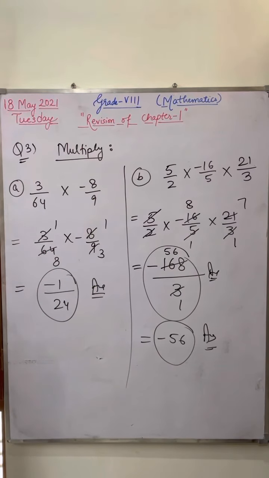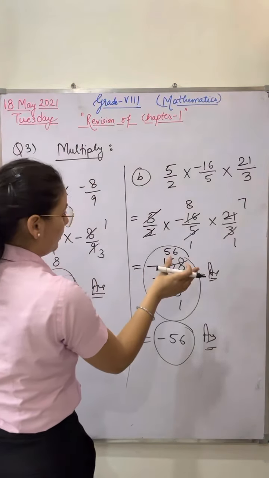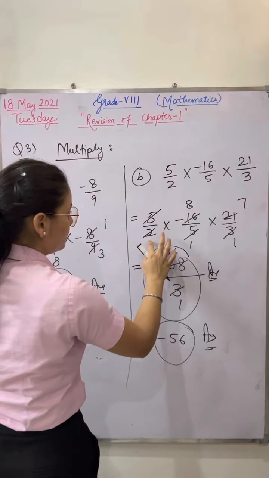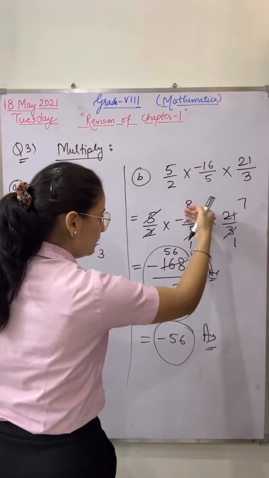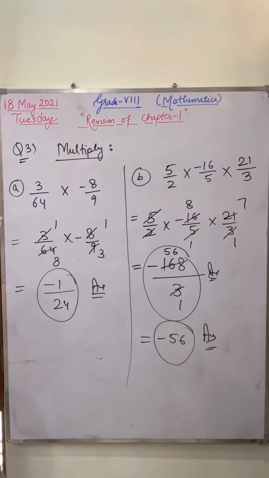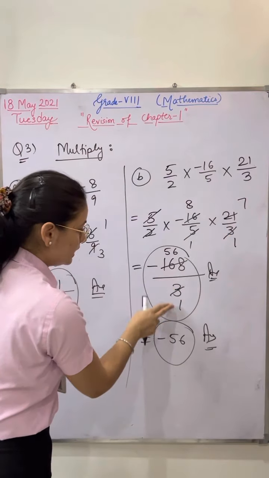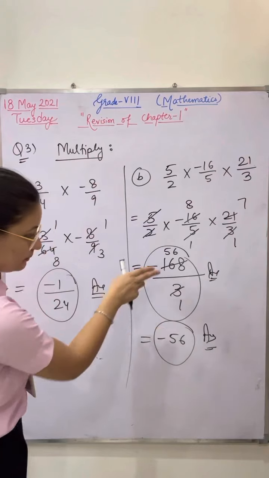Okay, you have to make it into the simplest form. Here you can cancel, from here to here you can cancel, or here to here also you can cancel. Okay, if you haven't cancelled here, you can cancel in the answer also. Again, the answer will be the same.